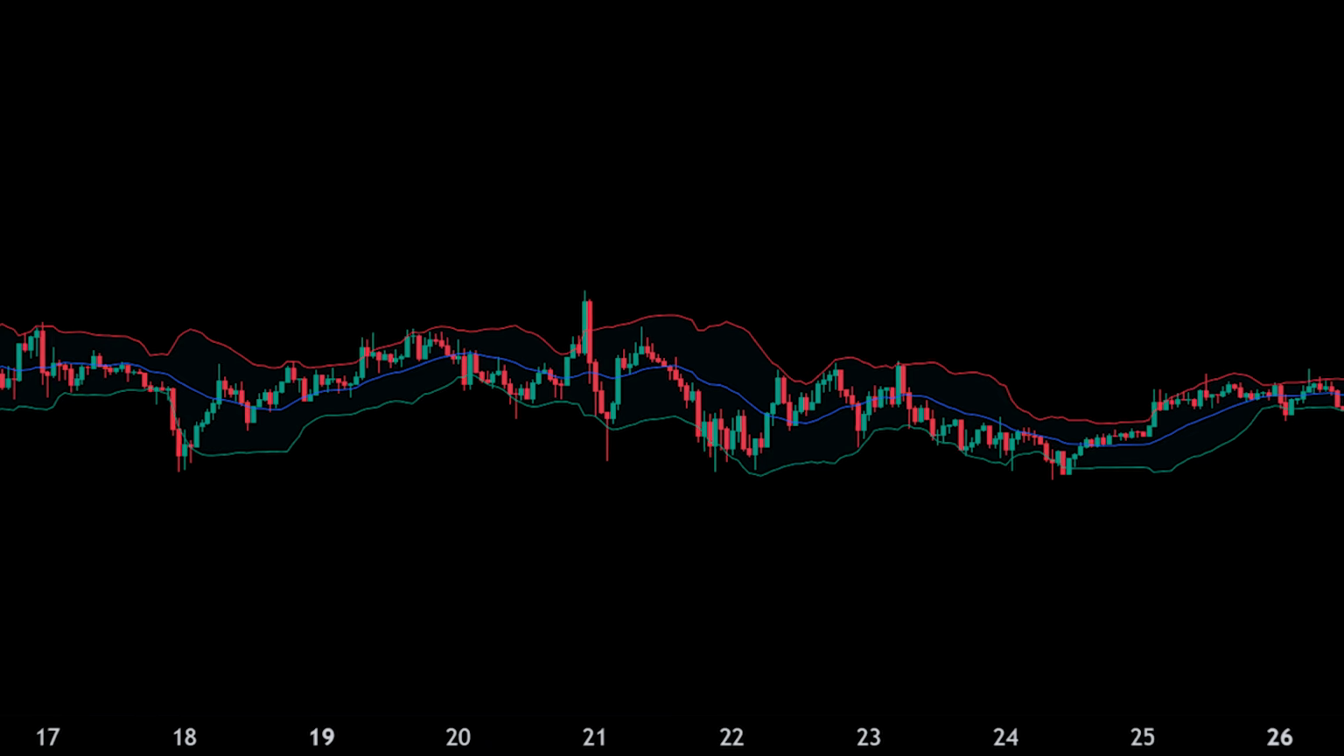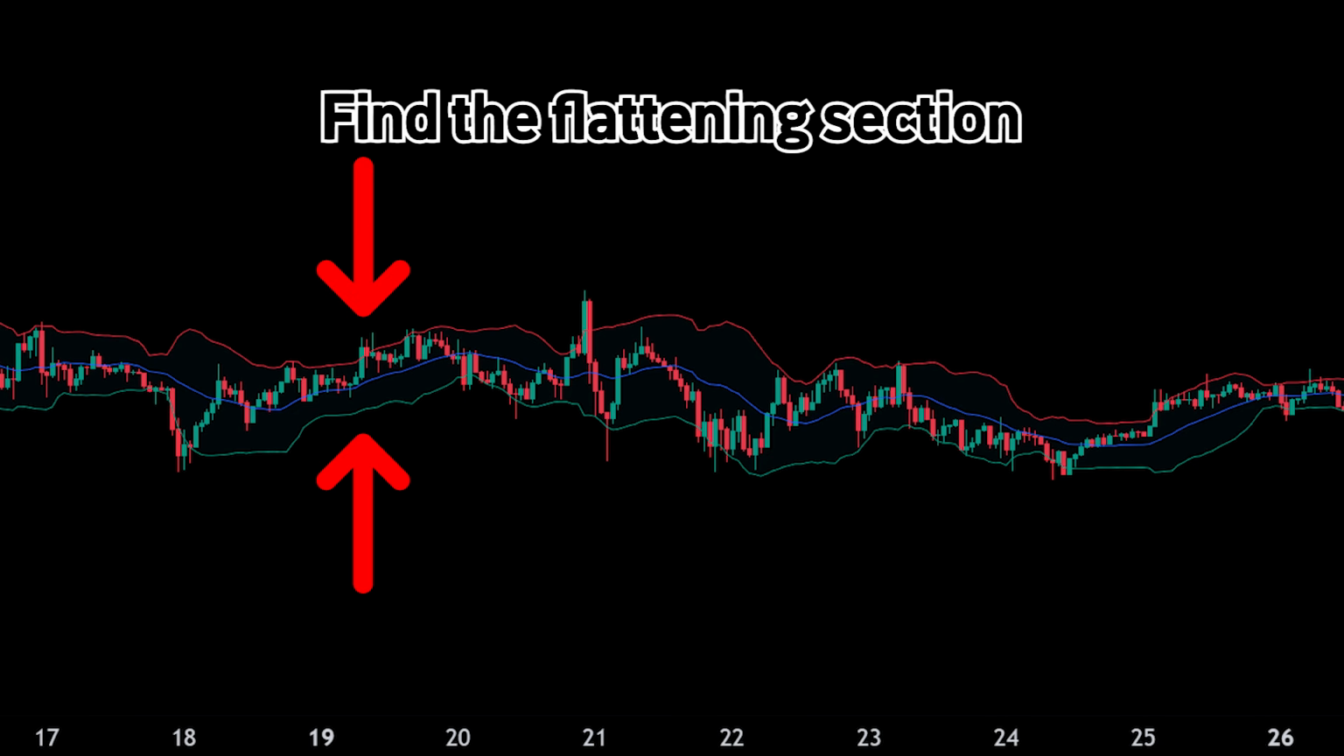Strategy 1. The Squeeze Breakout Strategy. The first strategy is the Squeeze Breakout. Start by finding a zone where the Bollinger Bands are contracting, and the middle band is flattening out. It doesn't need to be perfectly horizontal. The upper and lower bands just need to be visibly narrowing. Energy is being compressed in this consolidation zone.